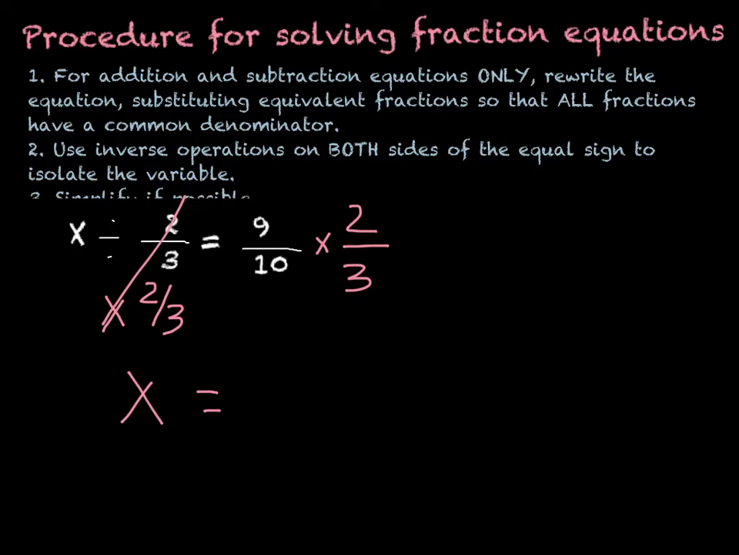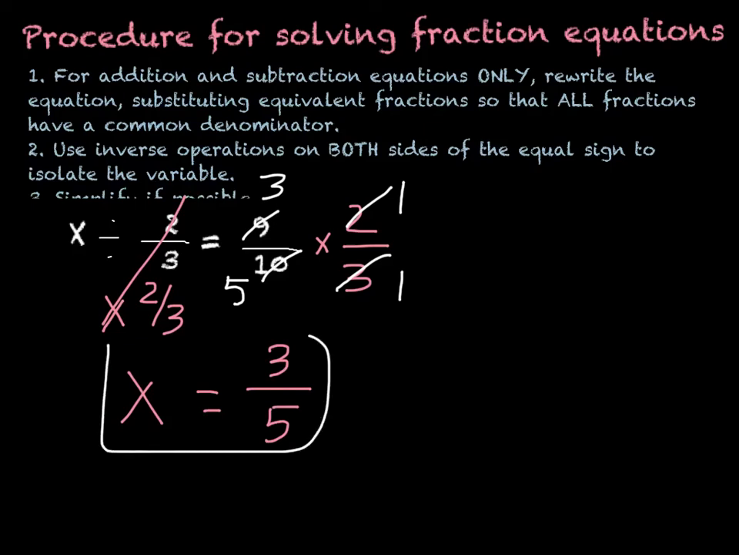On this side, I'm going to look for parts that I can cancel. Well, 3 and 9, I again notice I can divide 3 into 3 and get 1, 3 into 9 and get 3. I can divide 2 into 2 and get 1, and 2 into 10 and get 5. And what I'm going to find then is I have 3/5 as my answer. This is interesting to me because on the last slide I noticed that I also had 3/5 as an answer.